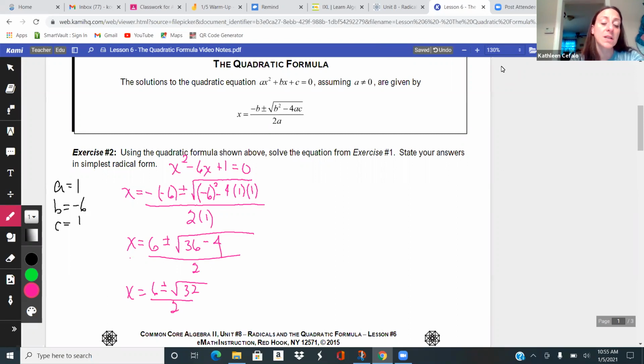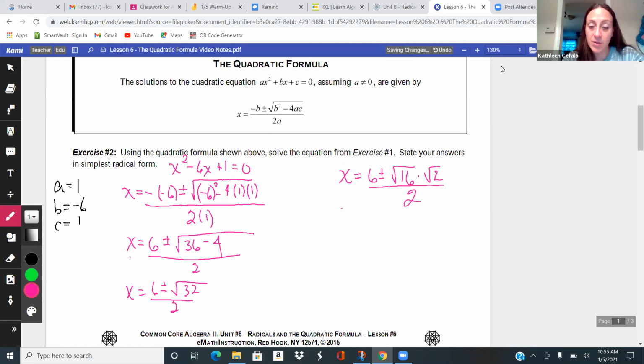Okay, so now it says we have to state this in simplest radical form, meaning we have to simplify that square root. So I have to find two numbers that multiply to be 32 where one is a perfect square. Those two values are going to be the square root of 16, that's your perfect square, times the square root of 2. So 16 times 2 gets you 32, and 16 is your perfect square.